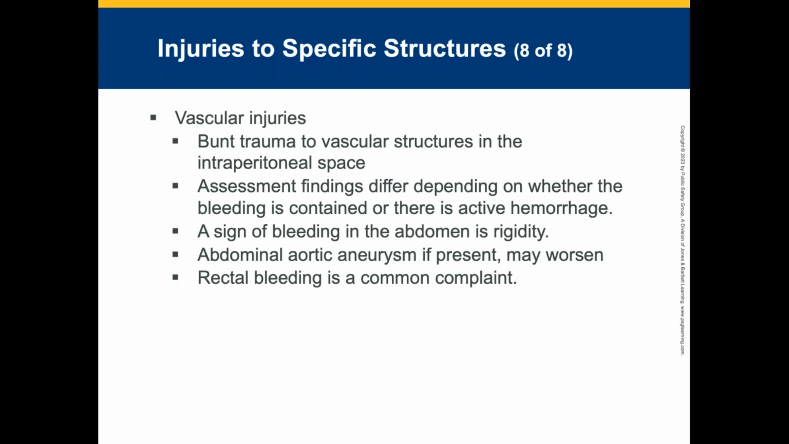A common sign of bleeding in the abdomen is rigidity, with almost a board-like feeling of the abdomen. Occasionally, you'll find periumbilical bruising or ecchymosis, and that's called Cullen's sign, right? That periumbilical bruising, right? What is Grey Turner's sign again? Do you guys remember that one?